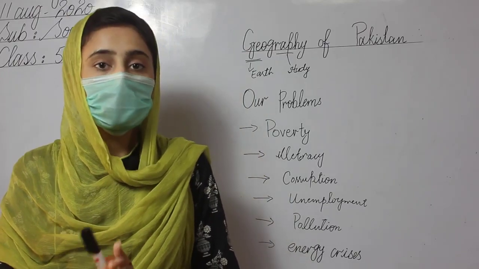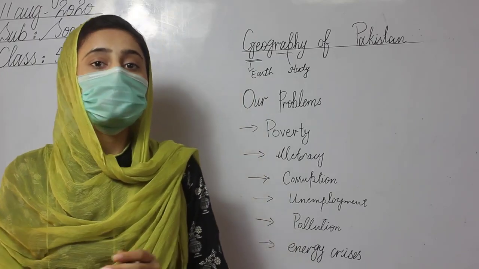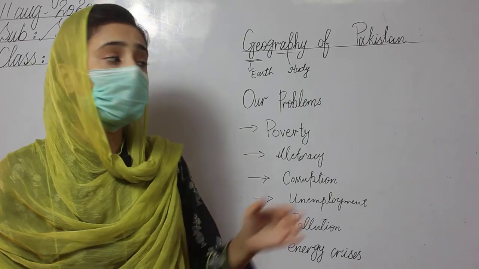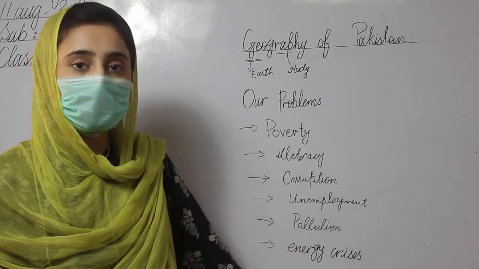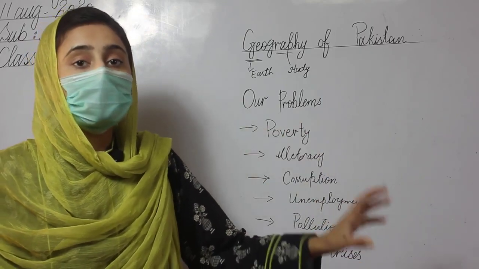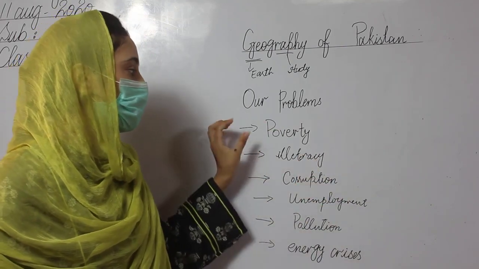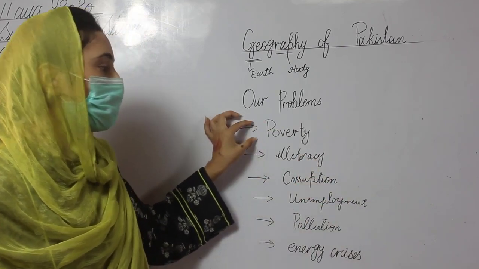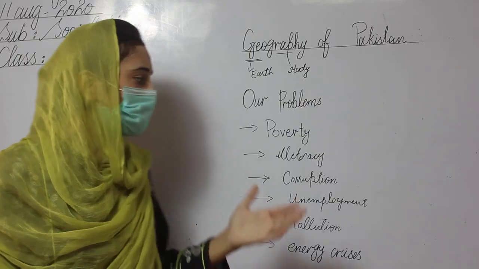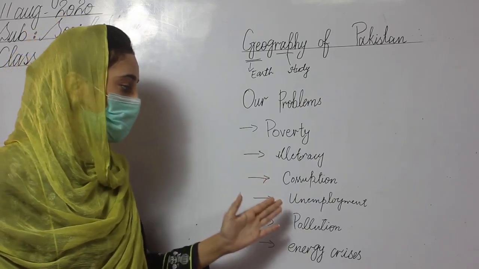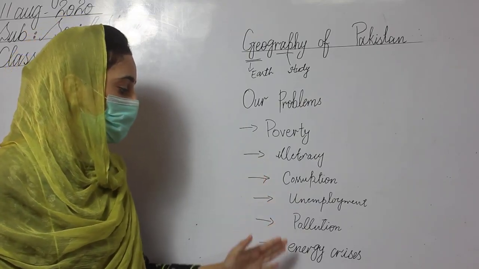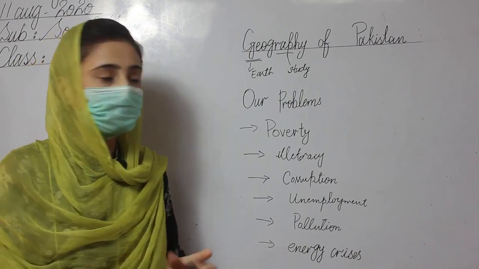This was your topic, and your assignment is that you will write the solution of all these problems that are faced by Pakistan. You will write the answers one by one. First of all, you will write the solution of poverty, what could be the solution of poverty, and then illiteracy, corruption, unemployment, pollution, energy crisis.